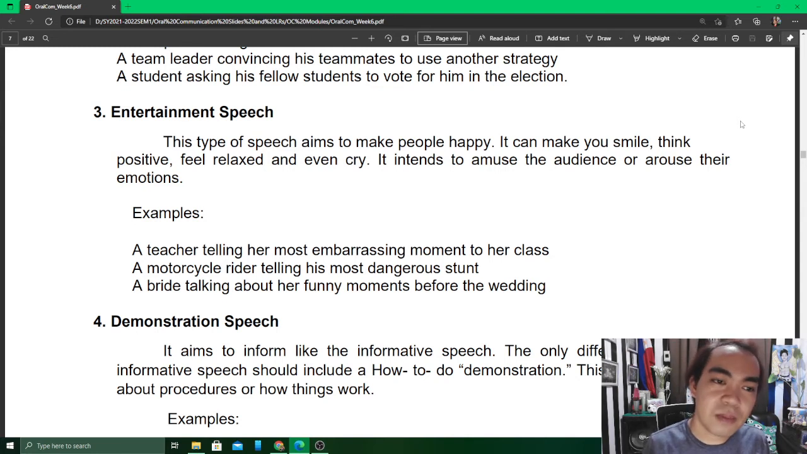Wala na siya sa purpose. Kung malipatan mo man ang iyang ginhambal nga na after a few weeks, after a few days, after even a few hours, it doesn't matter. Basta sa moment na namatik ka, nalingaw ka. That is the sole purpose of entertainment speech.